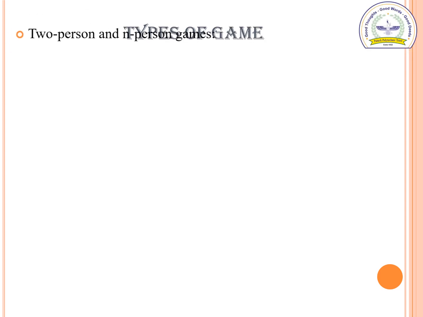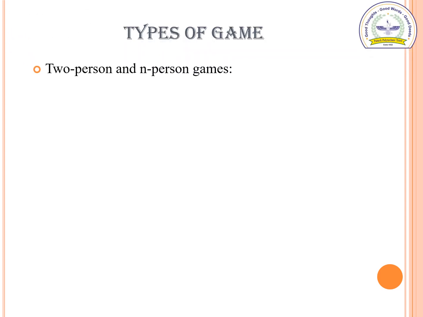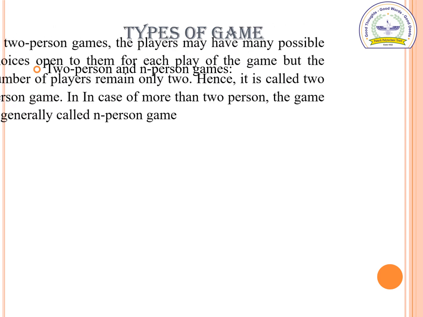Now let us understand the types of games. Number one, two-person and n-person games. Two-person games means the players may have many possible choices open to them for each play of the game, but the number of players remains only two. Hence, it is called a two-person game. And in the case of more than two persons, the game is generally called an n-person game.